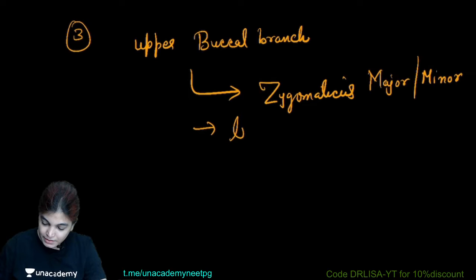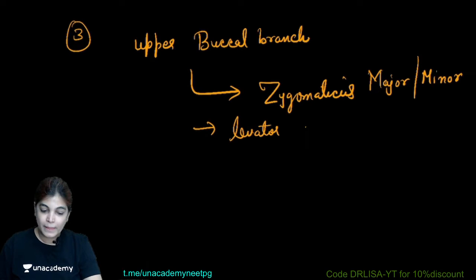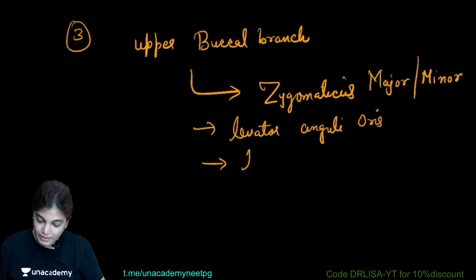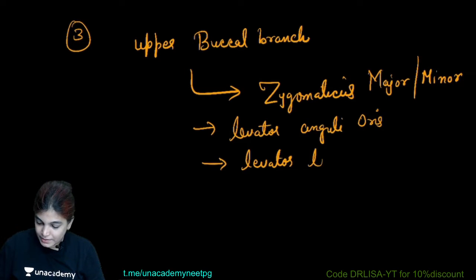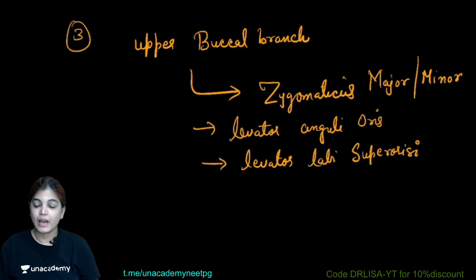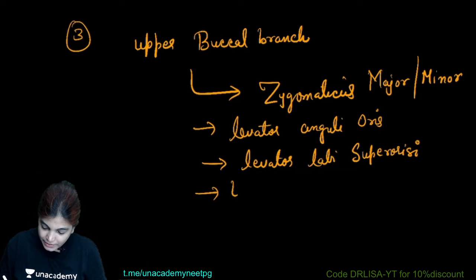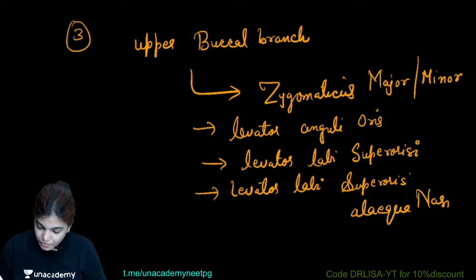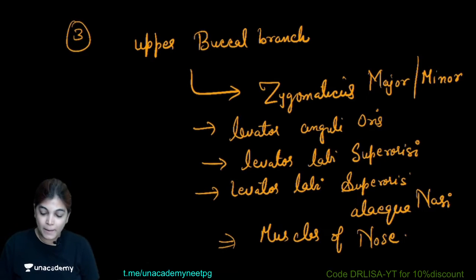levator anguli oris, the third levator labii superioris muscle, and one more muscle related to the same name, that is levator labii superioris alaeque nasi. So write down levator labii superioris alaeque nasi. And also the muscles of the nose. So this is the list of the muscles supplied by the upper buccal branch.